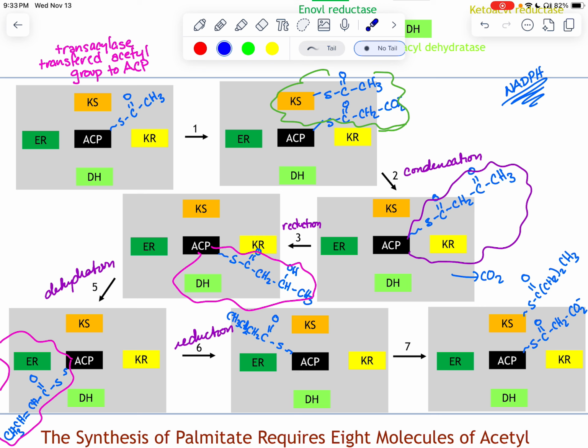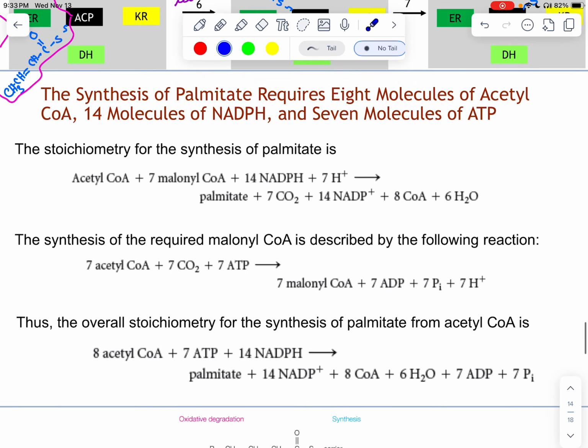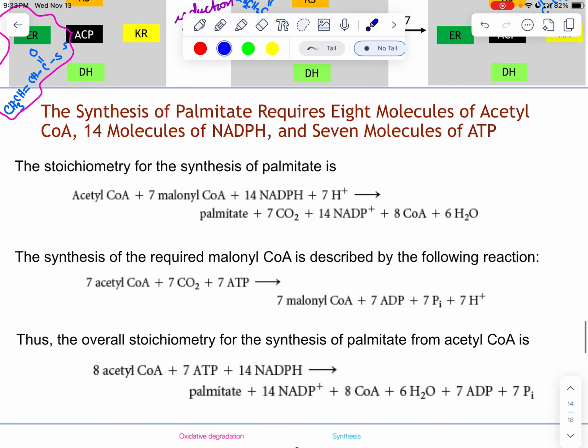If we look at the overall process, okay, it takes a lot of stuff to do this. Okay, when we look at this, the palmitate requires 8 acetyl-CoA, 14 NADPH, and 7 ATP. All right, this is not easy. Like, we're using a lot.